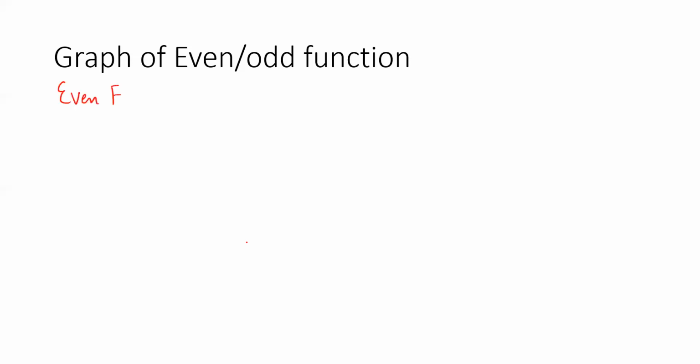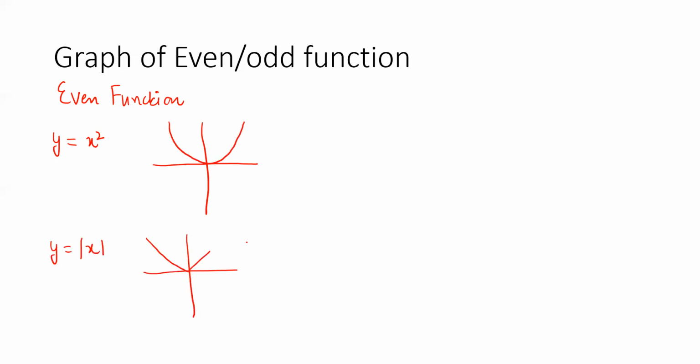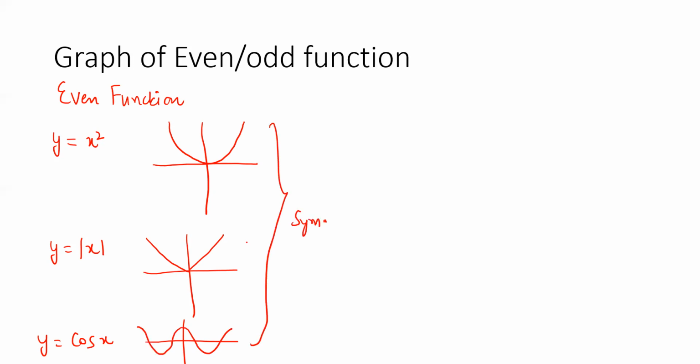So if you look at the graph of even functions, with these examples, if y is equal to x square, this is how the graph is going to look like. Mod x, this is the graph of mod x, and cosine x. Cosine x is an even function. This is the graph of cosine x. What is common about these? The symmetry with respect to the y-axis.